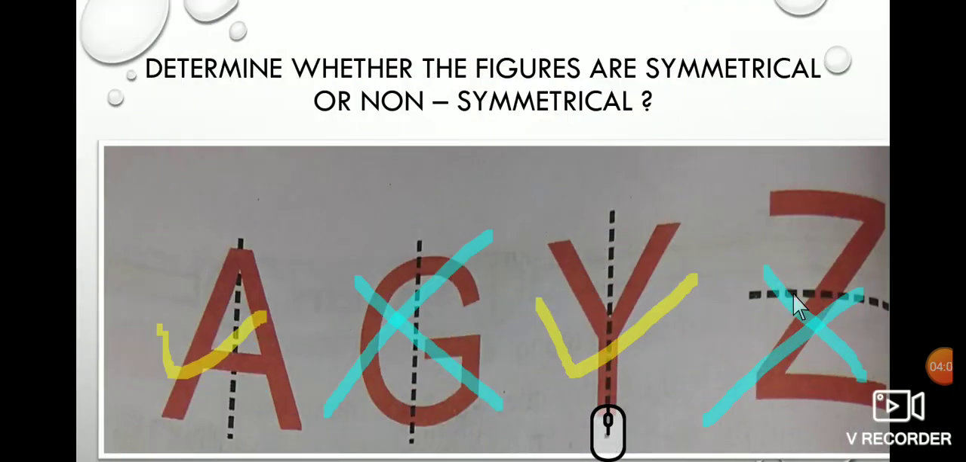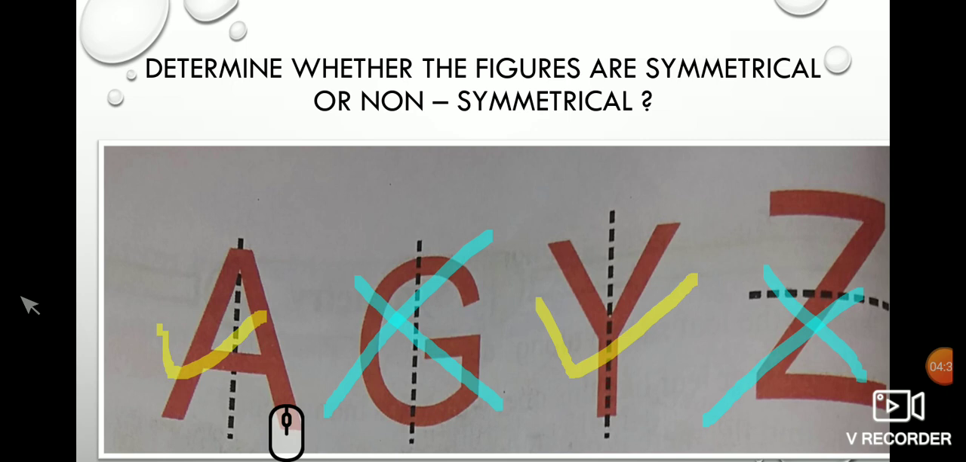Look here, children. Determine whether the figures are symmetrical or non-symmetrical. Can you see the first alphabet, A? There is a center line. When it is divided by the center line, both the sides seem to be equal and they will exactly overlap. So, there I have ticked the correct one. Why? Because it is a symmetrical alphabet.